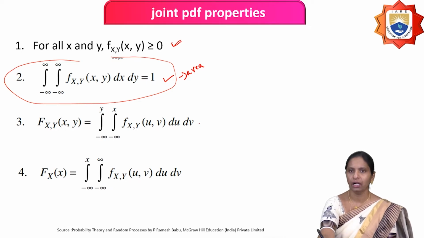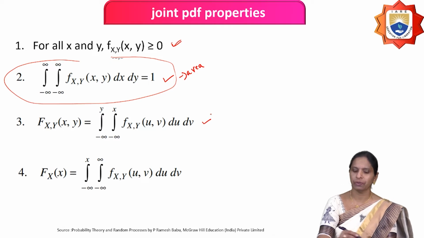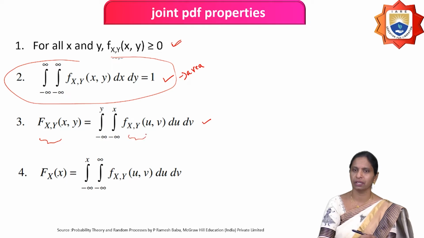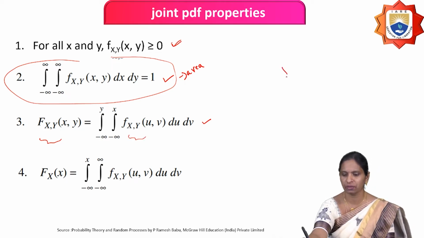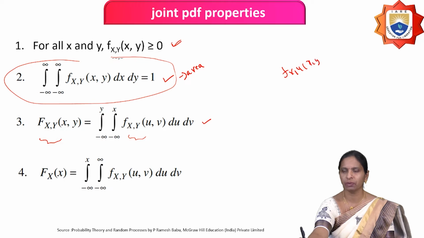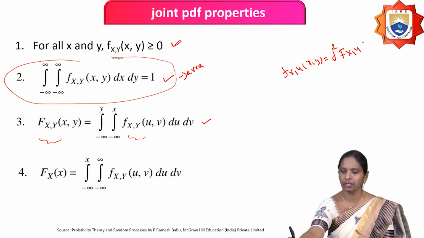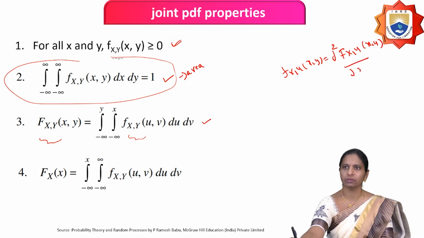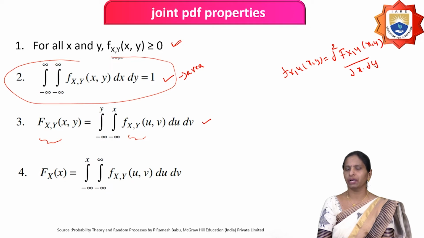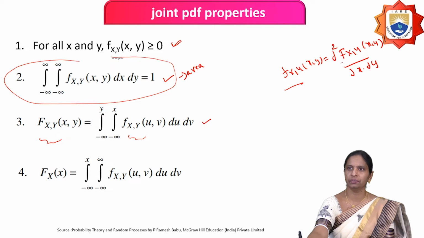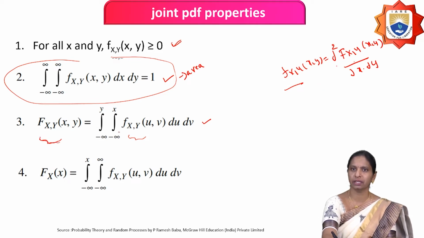And the third property states that if you want the distribution function of two random variables in terms of the density function. So previously, what is the density function definition we have seen? fxy of x comma y is equal to the second order derivative of the joint distribution function, dou square Fxy of x comma y by dou x into dou y. So the density function is the differentiation of the distribution function. Similarly, if you want the distribution function, then it is nothing but the integration of the density function.